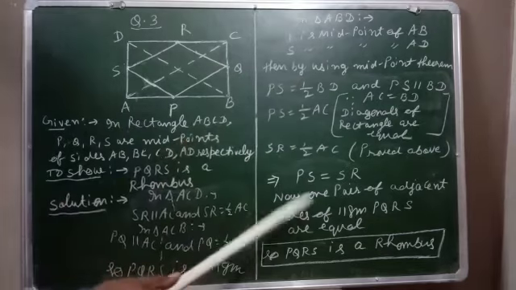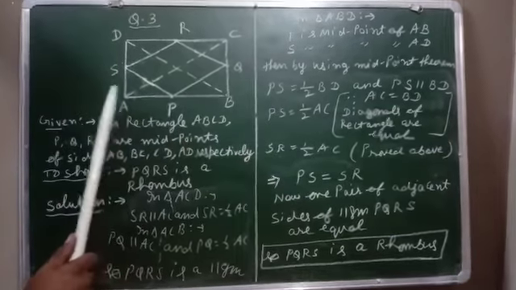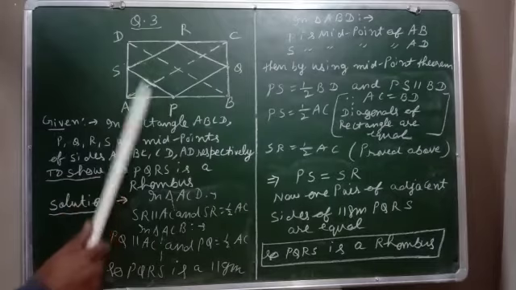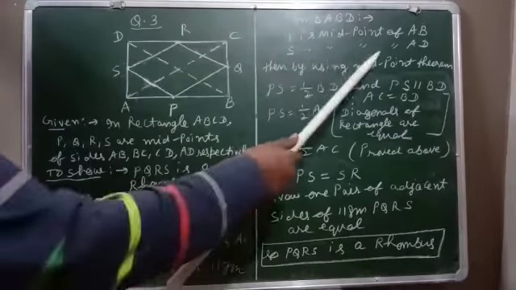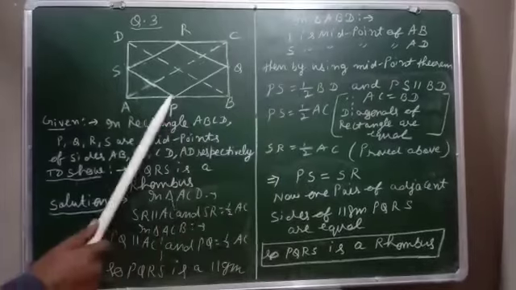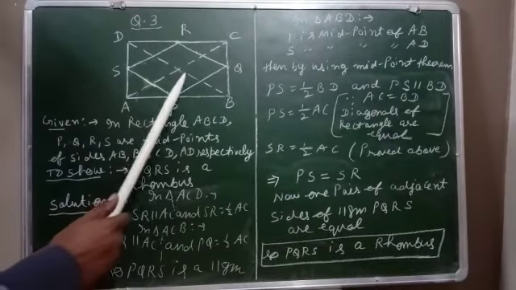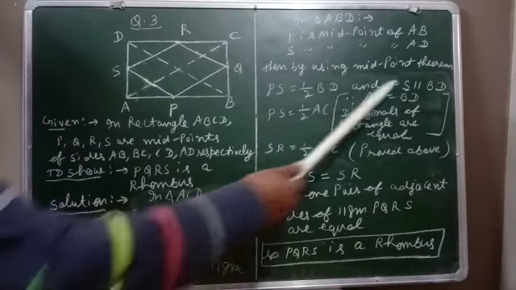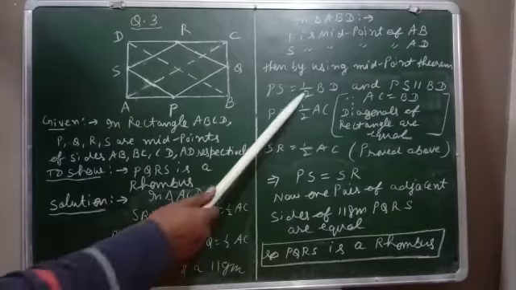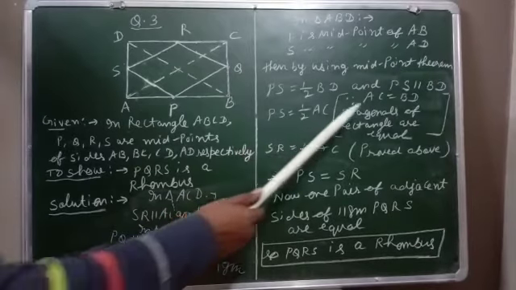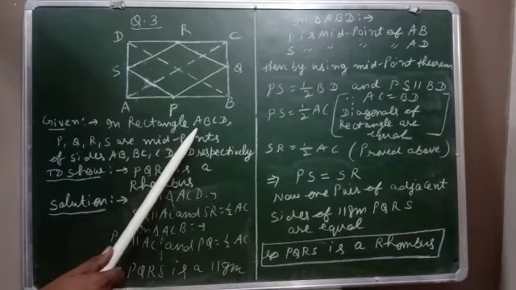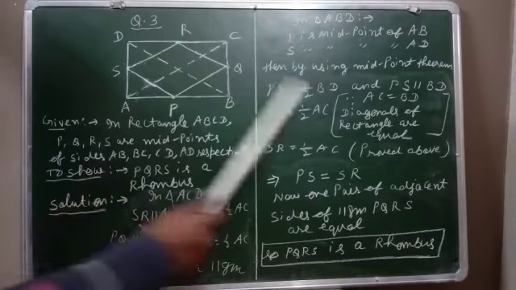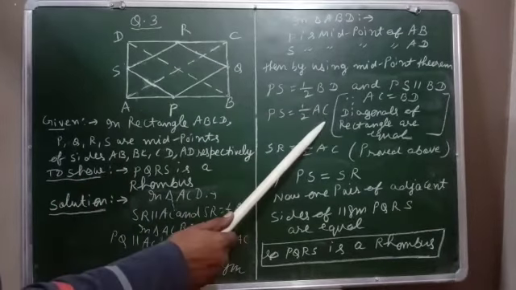Now these are the extra steps in this question. Now we will take triangle ABD. P is the midpoint of AB, S is the midpoint of AD. Then by using the midpoint theorem, PS is parallel to BD and half of BD. So PS, half of BD, will be equal to half of AC because diagonals of a rectangle are equal. ABCD is a rectangle, so AC and BD are equal. So in place of BD, we can write AC.